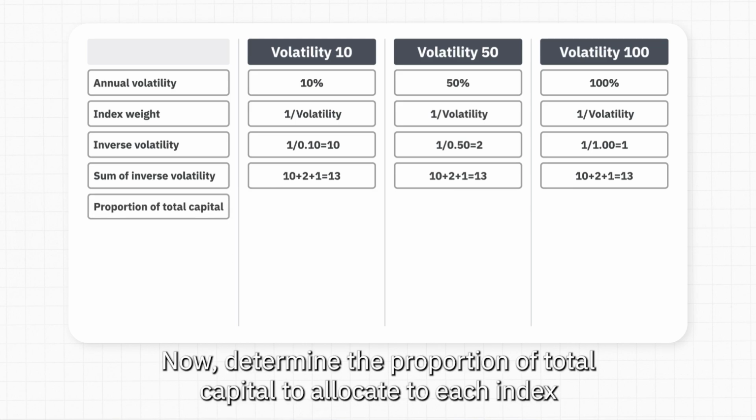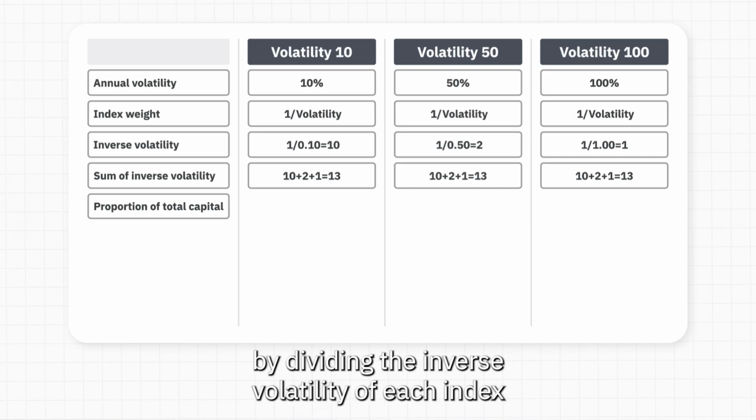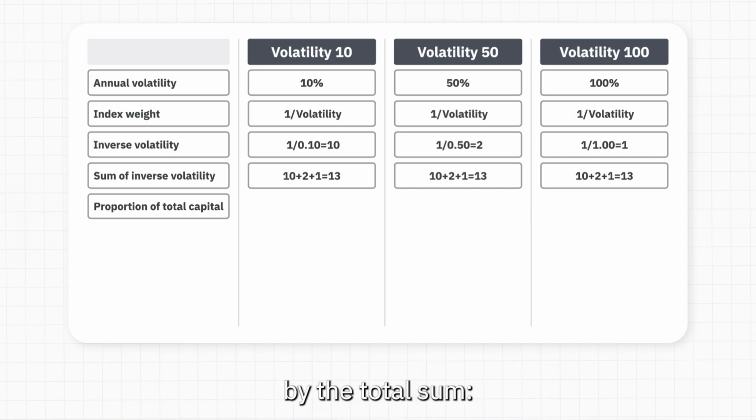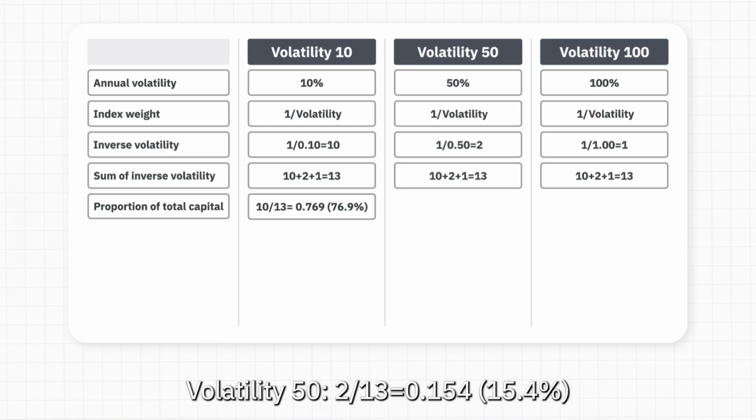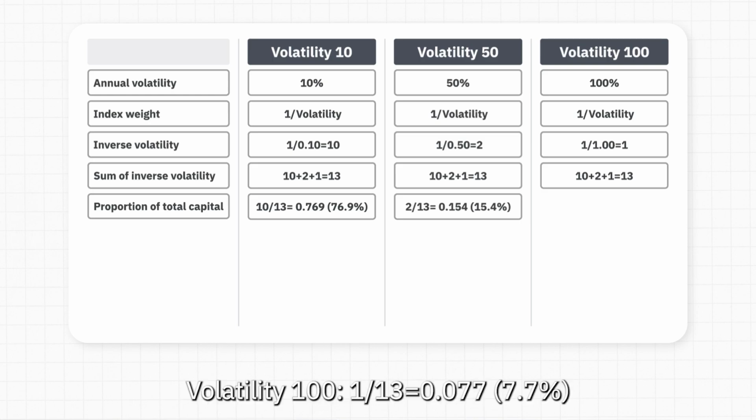Now, determine the proportion of total capital to allocate to each index by dividing the inverse volatility of each index by the total sum. Volatility 10, 10 divided by 13 equals 0.769 or 76.9%. Volatility 50, 2 divided by 13 equals 0.154 or 15.4%. Volatility 100, 1 divided by 13 equals 0.077 or 7.7%.